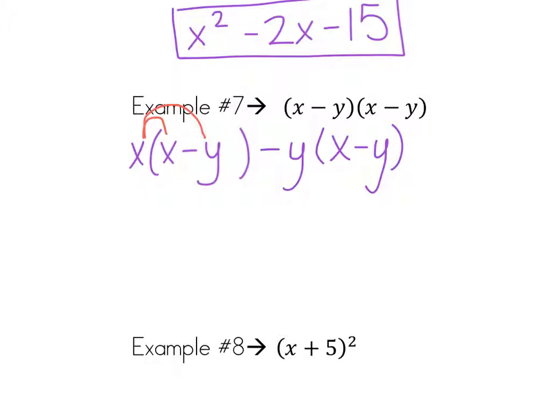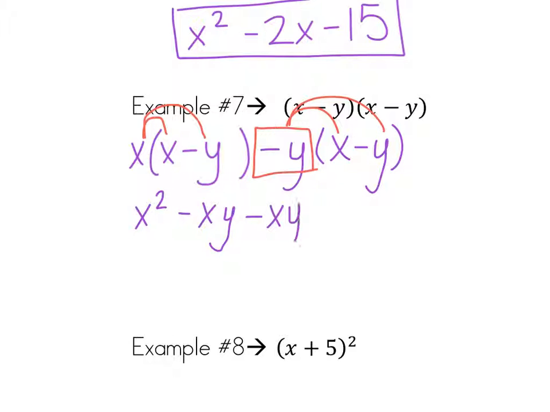We'll distribute the x to the x minus y, and the negative y, I'm just going to box that in, to both of those 2 terms. I first get x squared minus xy. I'm going to be careful of this negative, and negative y times x, I could write that as yx, but I'm going to write it as minus xy. It's always best to write the variables in the order that you would see in the alphabet. And then a negative y times a negative y is a positive y squared.